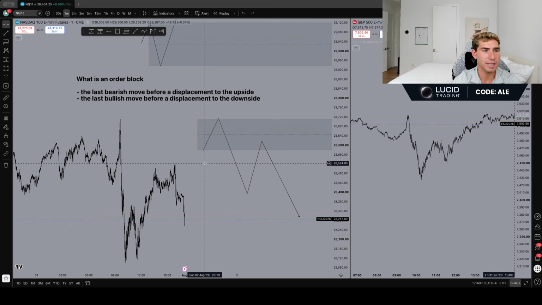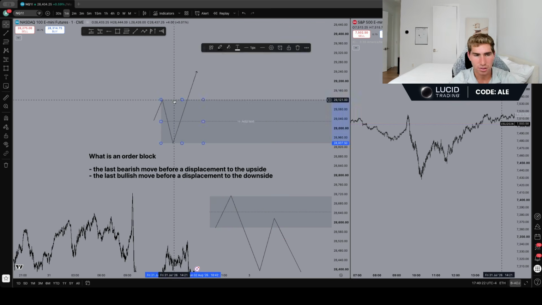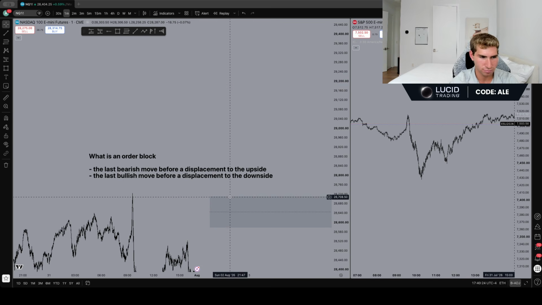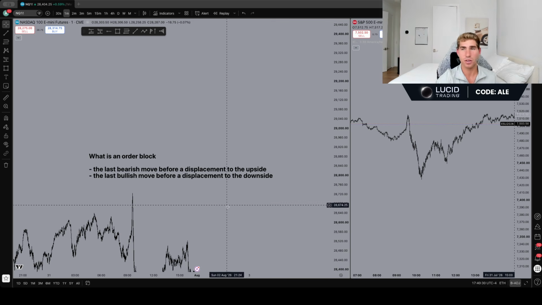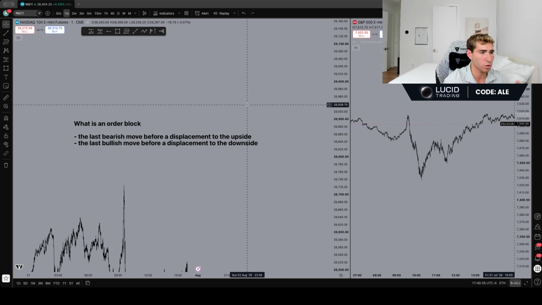Right? Simple as that. It is the last bullish move to the upside before a break to the downside, and it is the last bearish move to the downside before a break to the upside, right? That's as simple as I can put it for you guys. There's no, oh, it's orders resting in the market. I don't care what orders are ever resting in the market. This is the way I see the market. It is simple, it is effective, and it truly does work.